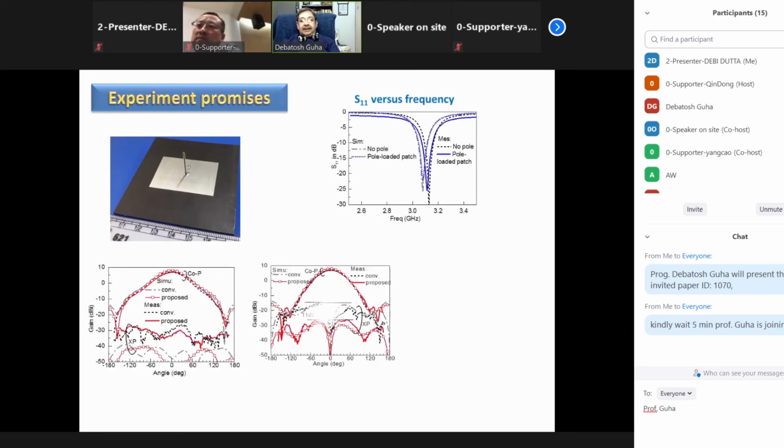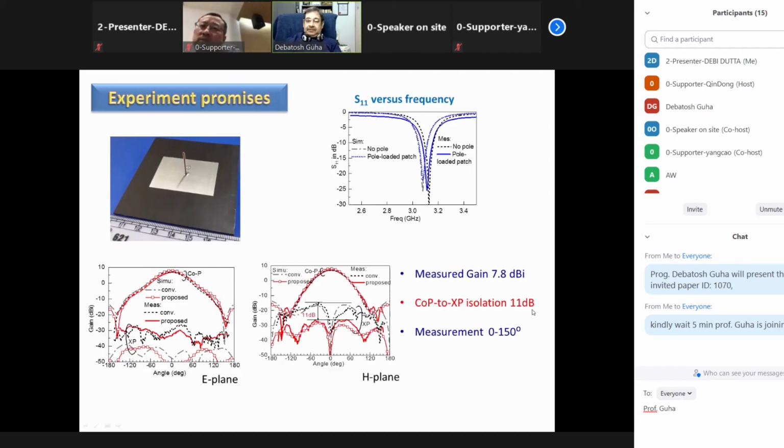This is E-plane, and interestingly, you just note the separation of the order of 11 dB through experiments. So that is highlighted by this red color. That is the final confirmation. Fine.